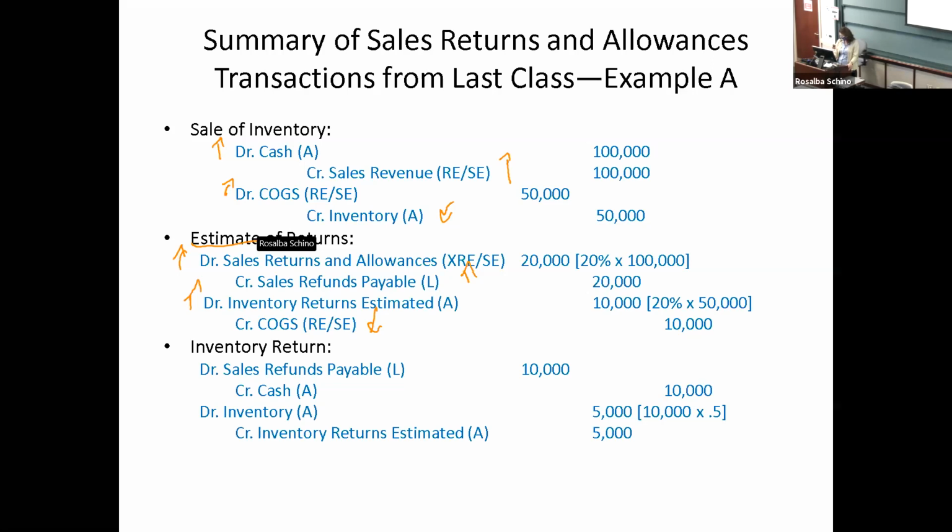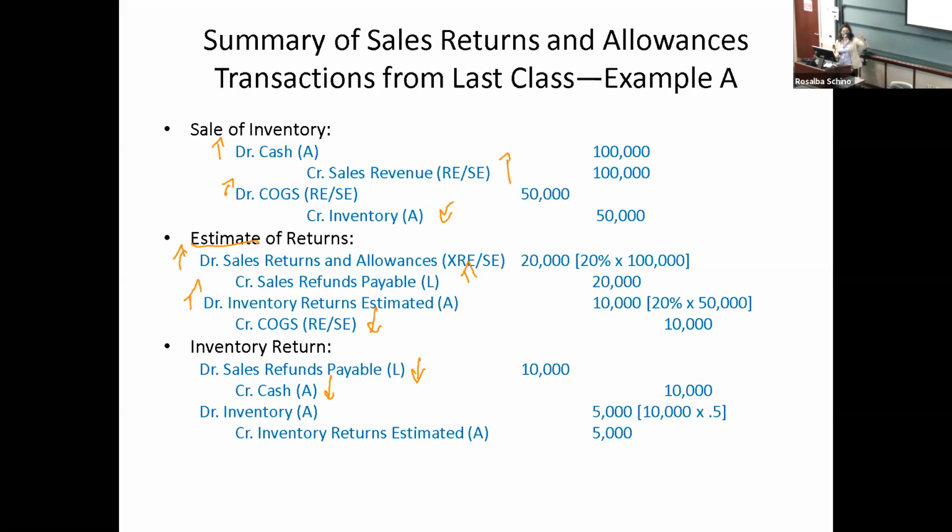So this is to book the estimate of the return. I had the sale, I'm estimating the return, booking a contra revenue account, booking a liability, and increasing the inventory for the inventory returns estimated, which is an adjunct account of the inventory account, and it is condensed with the inventory account when presented in the financial statements. And then I'm going to reduce the cost of goods sold. When I have the return of the $10,000 worth of sale, I will reduce the refund payable, because at that point I no longer have the obligation for $20,000 to my customers, but that obligation reduces because I pay back 10,000 of it.